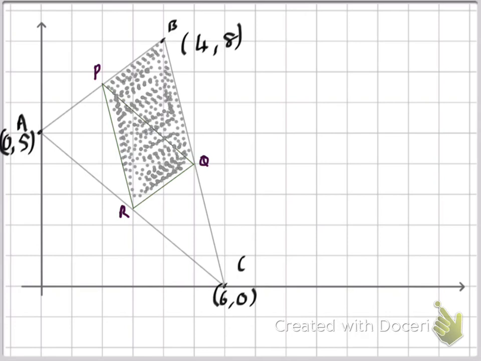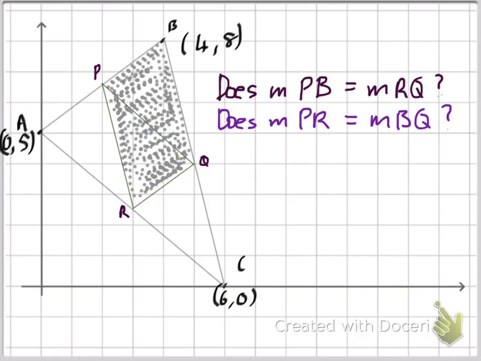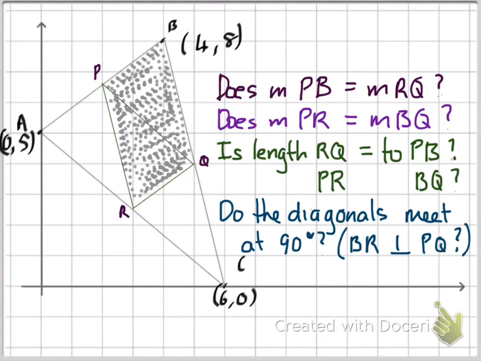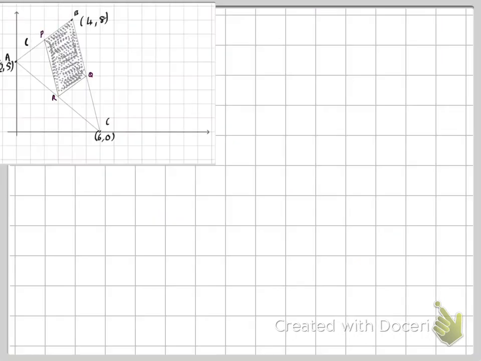They look pretty parallel, but we've got to check it with the gradients or the distances. So does the gradient of PB equal the gradient of RQ? Let's check out the gradient also of PR. Does it equal the gradient of BQ? Is the length RQ equal to PB? And what about the length PR? Is that equal to BQ? Do the diagonals meet at 90 degrees? Is BR perpendicular to PQ? Those are the diagonals. So we'll investigate all those things.